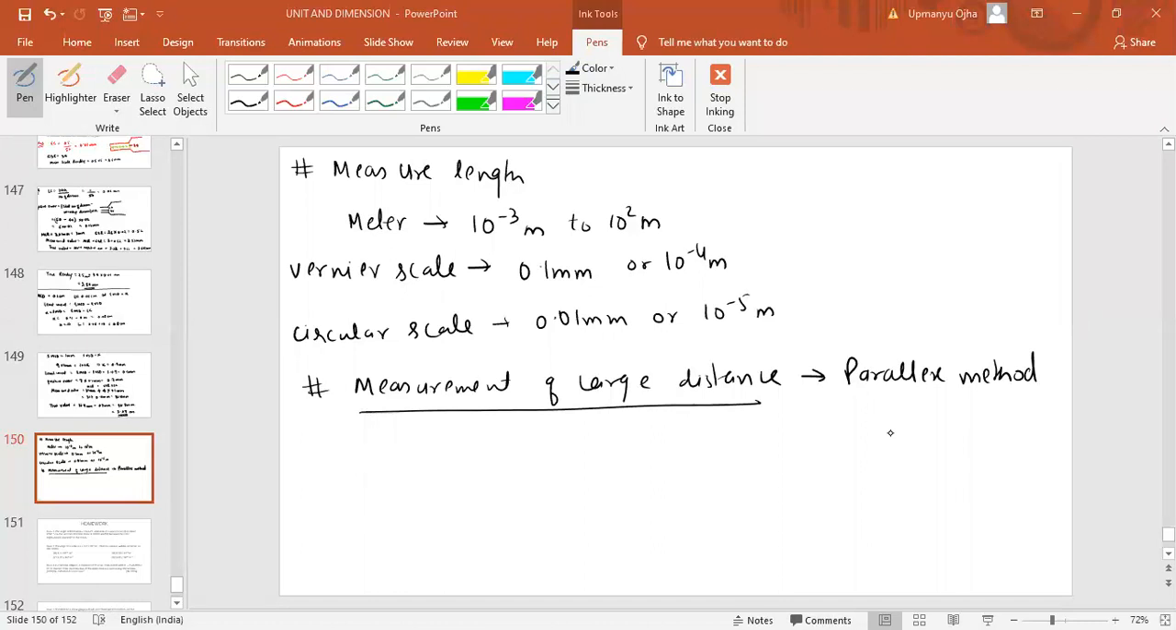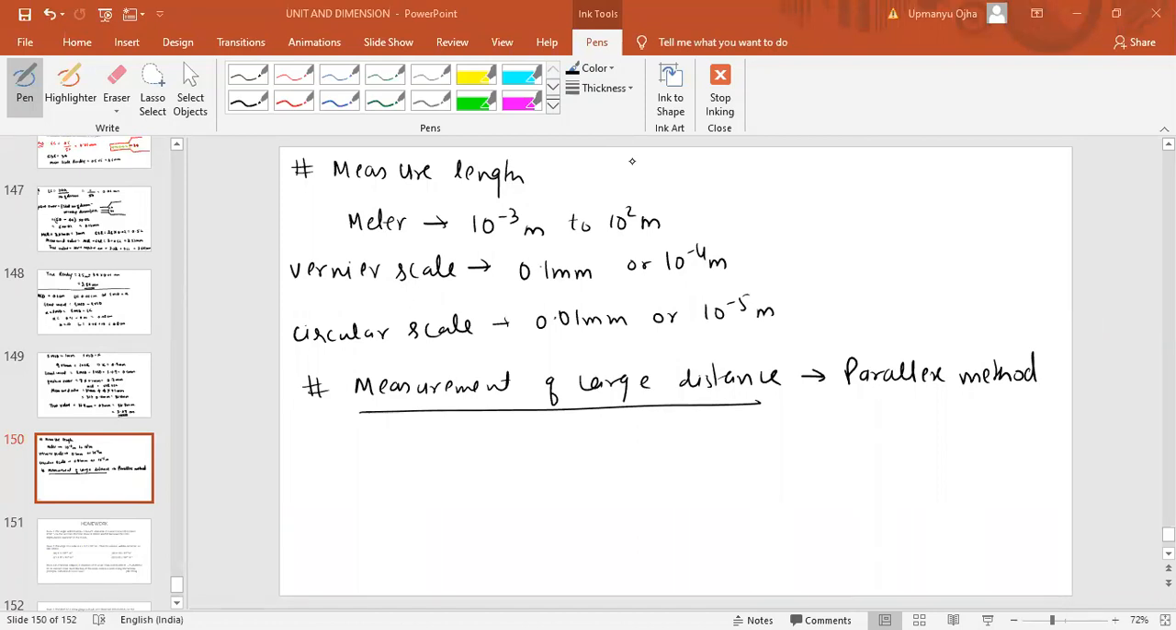Why are we using the parallax method? If you consider the distance between the Earth and the Moon, can you measure it with a meter scale or any other instrument? Can you measure the distance from the Sun to the Moon, or from the Sun to the Earth, or from the Earth to the Moon? It is very difficult for us to measure, so for that we use the parallax method.